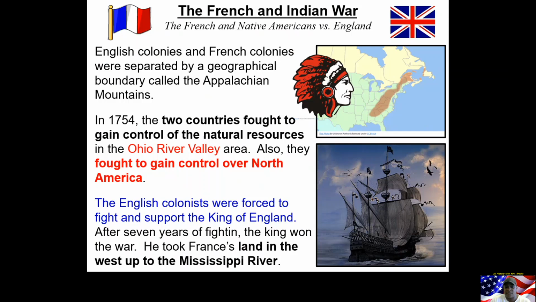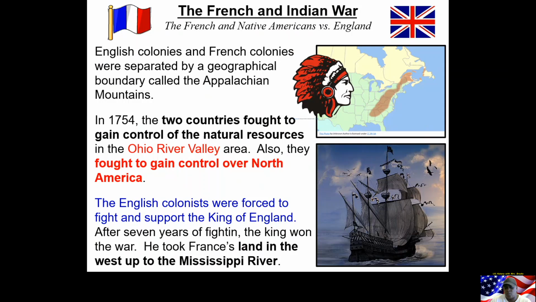This incident is called the French and Indian War. But remember, don't get it twisted, because if you don't know history, you're going to think that the French are fighting the Indians. And that's not quite what was going on. It was the French and Indians working together against the English. Well, the fight is going to last 7 years. It's going to be a war.